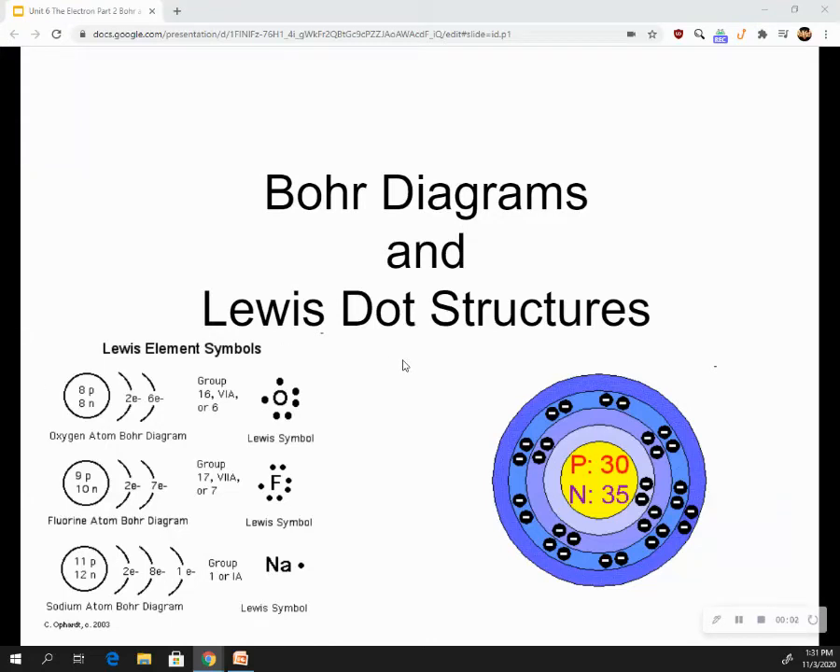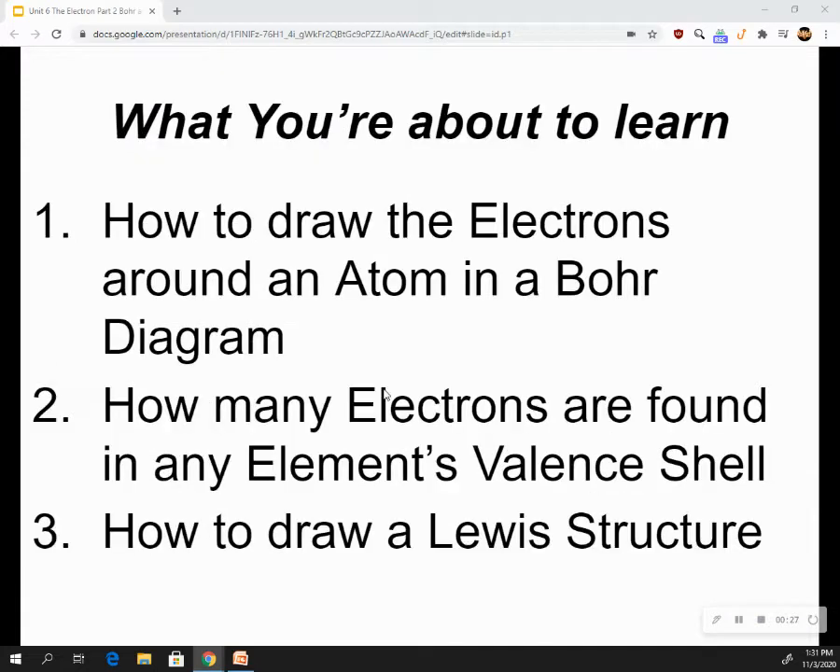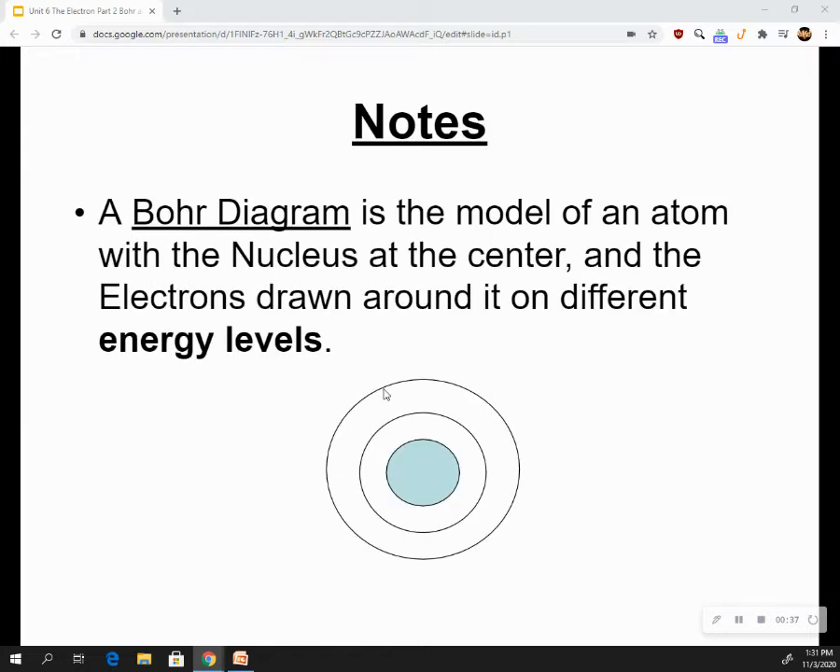Okay, so we did a little overview of Bohr diagrams and Lewis dots, so we're going to go a little bit more in depth today. I want to do it more on the practice side. So last time you learned that electrons exist in different energy levels. They depend on the number of protons in an atom, because protons and electrons will always be equal in a neutral atom. You've learned that valence electrons are the outermost electrons in the element. So valence means outermost. So we're going to go over how to do the Bohr diagram, how to do the Lewis structure, and how to find out how many valence electrons are in the shell.